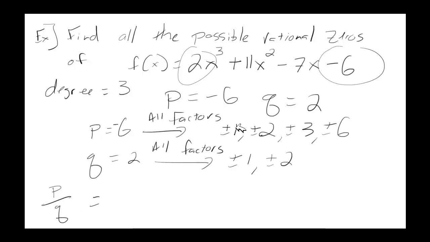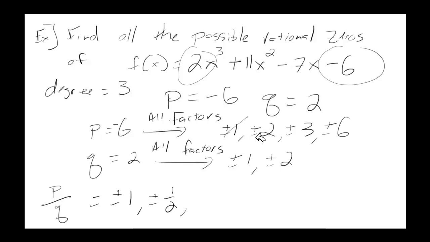Okay, now I need all the combinations, so here's our list of p over q. What I like to do is take each one of these and run the ratio. And remember, it's p divided by q. So plus or minus 1 over plus or minus 1 gives me plus or minus 1. That's this one over this one. Plus or minus 1 over plus or minus 2 would give me plus or minus 1/2. That takes care of the ones. And I keep going until I'm done.